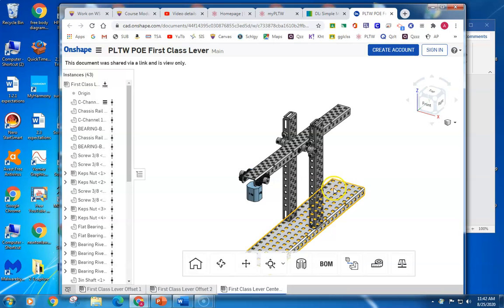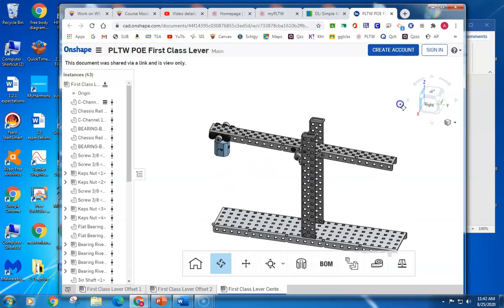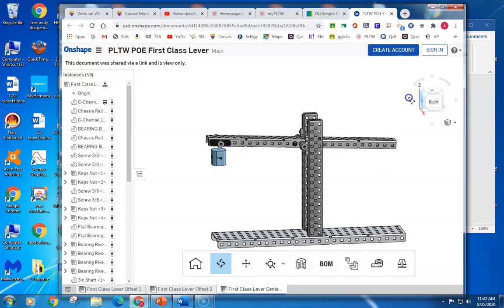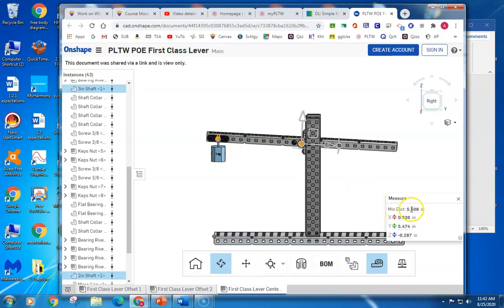So this is actually a pretty cool little bit of software. If you click on the rotate, you can rotate this around. If you were to build a lever, this is very similar to what it would look like on your VEX parts. So we're going to measure the distance of the effort and the distance of the resistance. To measure, there's a little measuring tool here, and we want to go from the fulcrum, which is going to be this little axle right here, to the resistance, which is going to be the second little axle right here. So what we see is our minimum distance. This is the distance we want to record. This is our distance of resistance, or DR, is 5.58 inches.